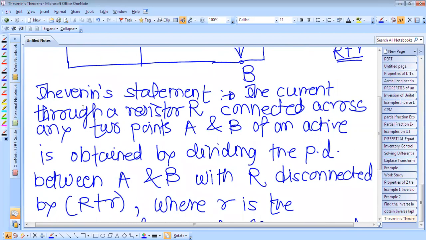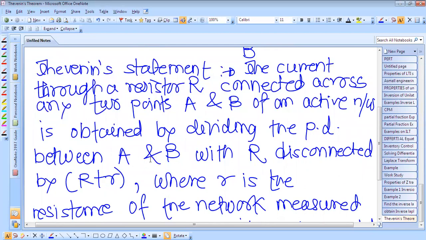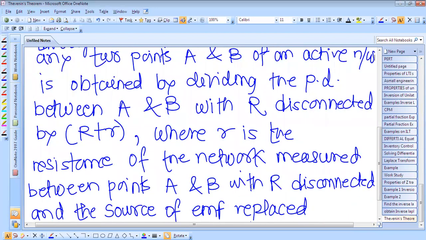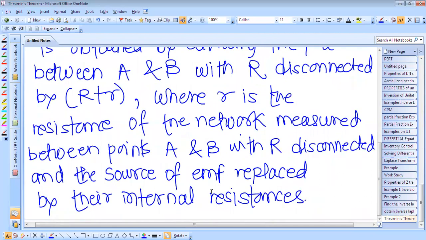So the current through the resistor R connected across any two terminals A and B of an active network is obtained by dividing the potential difference between points A and B with R disconnected by R plus R, where R is the resistance of the network measured between the points A and B with R disconnected, and the sources of the EMF replaced by their internal resistance. Okay, so this is the statement.